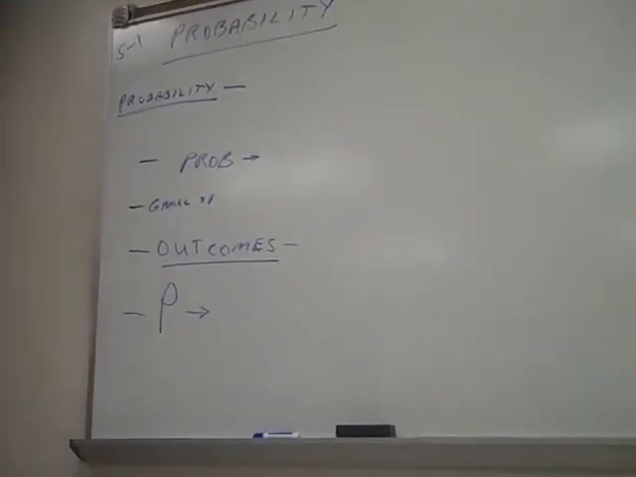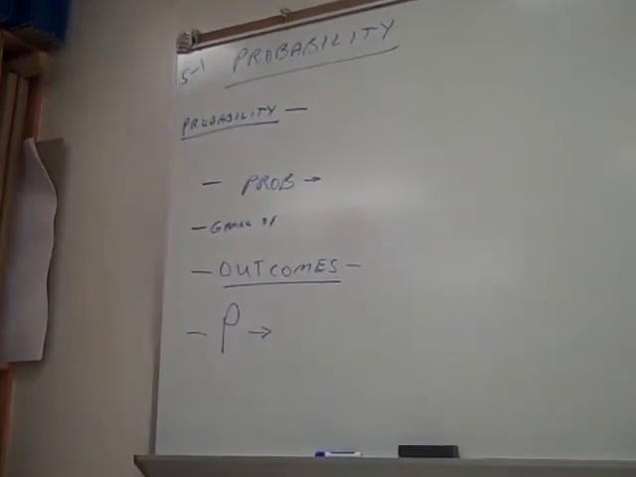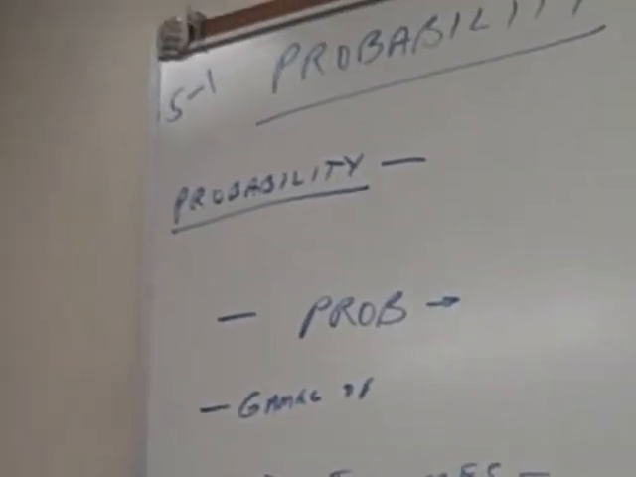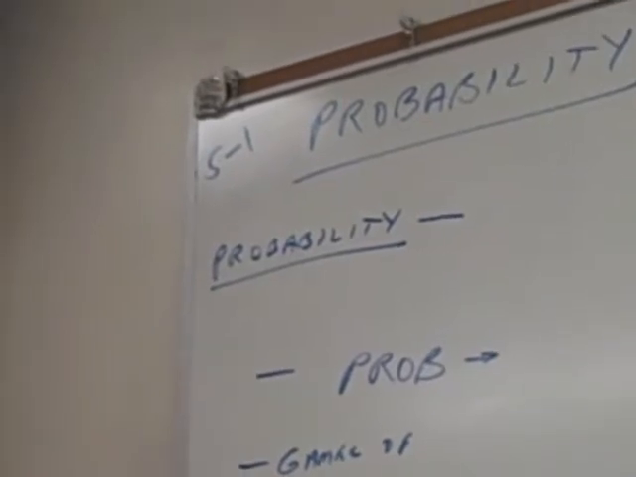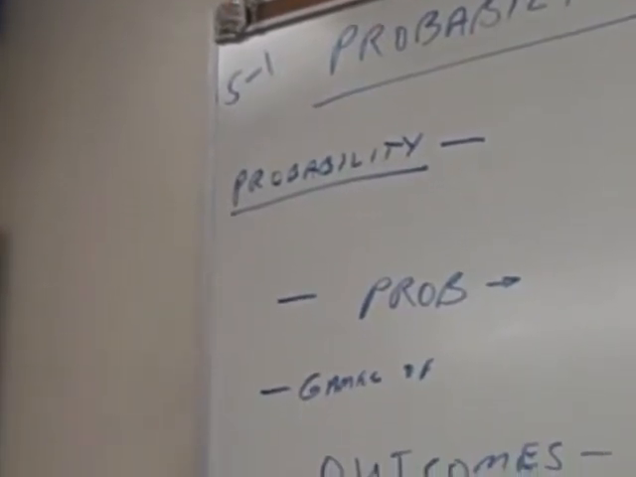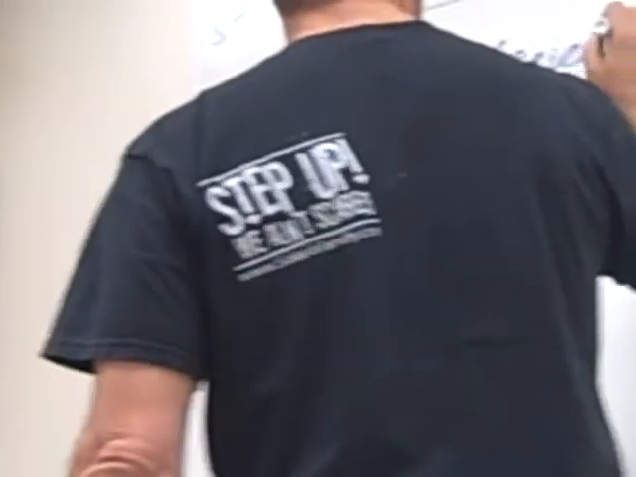Alrighty, probability. What is the root word for probability? In other words, the word that probability comes from. Probable. Problem. Tell them out loud. Probably. He is correct. We get probability from the word probably.